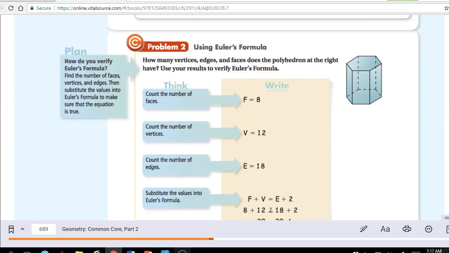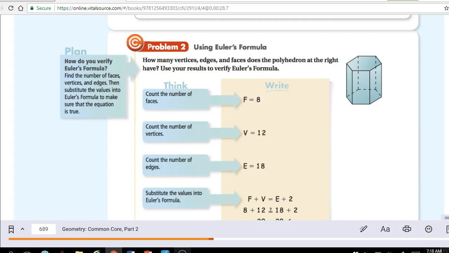In problem number 2 here, how many edges and faces and vertices does the polyhedron at the right have? And then use your results. So if you count the number of faces, you have a top, you have a bottom, and then you have 1, 2, 3, 4, 5, 6 sides. So that's going to make a total of 8 faces.